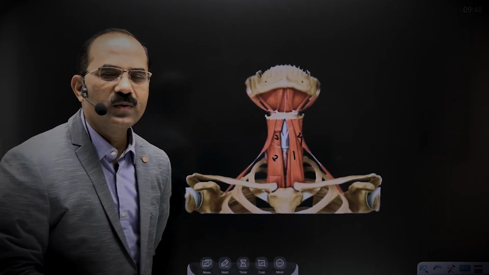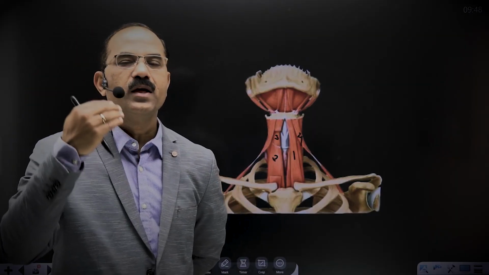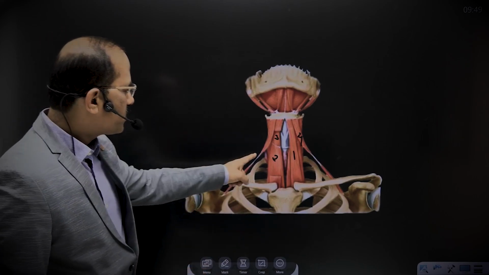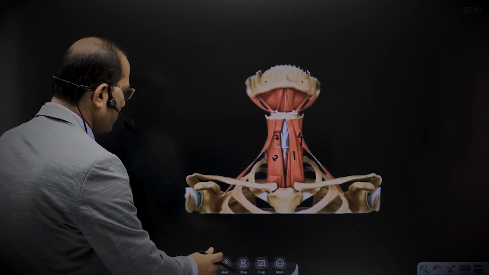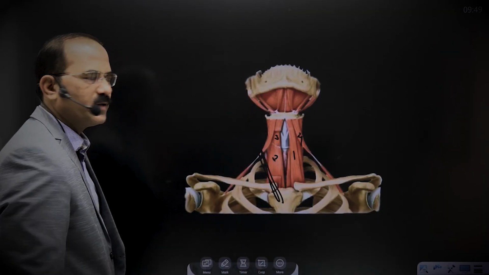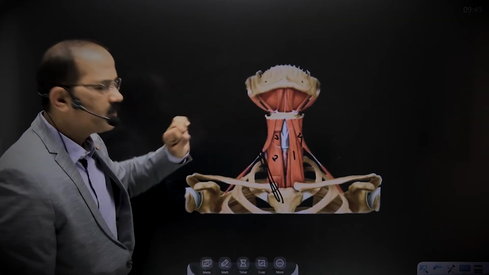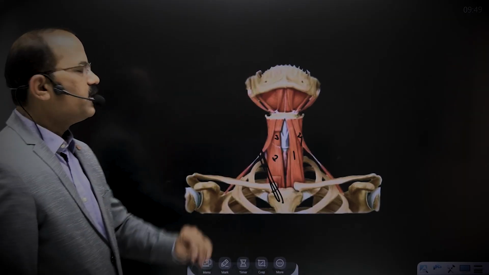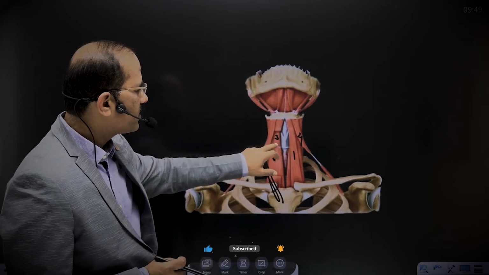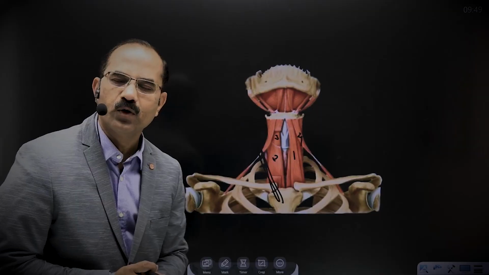omohyoid. You remember, students, this omohyoid was dividing the posterior triangle into an occipital triangle and a supraclavicular triangle. Which belly of omohyoid was that? The inferior belly of omohyoid. So this would be the inferior belly, and this is going to be the superior belly of omohyoid. And what is going to cross here like this? The sternocleidomastoid, right? Fine. So which are the muscles in this muscular triangle? Sternohyoid, sternothyroid, thyrohyoid, and omohyoid.